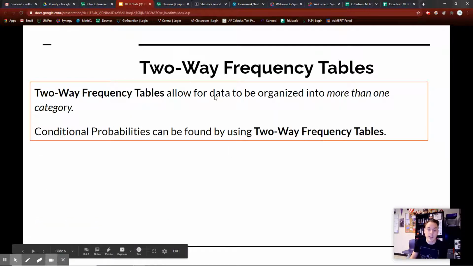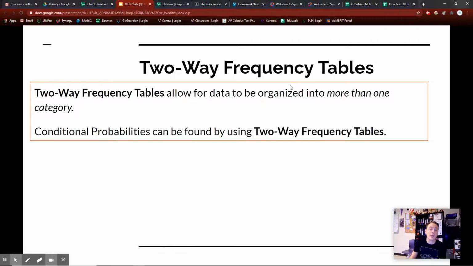Two-way frequency tables allow us to organize data into more than one category, not just one category, but more than one. Normally, 3 categories, 4 categories, doesn't matter. We can do whatever we want. And conditional probabilities then can be found using two-way frequency tables. And that's why conditional probabilities are so helpful, okay? And that's what we've learned in 3.2 last week, okay?